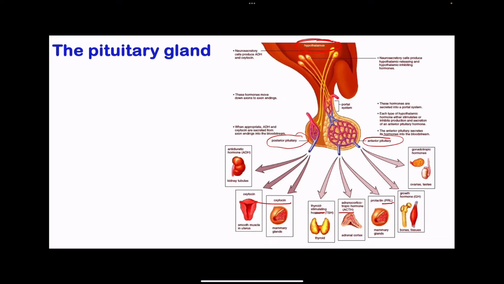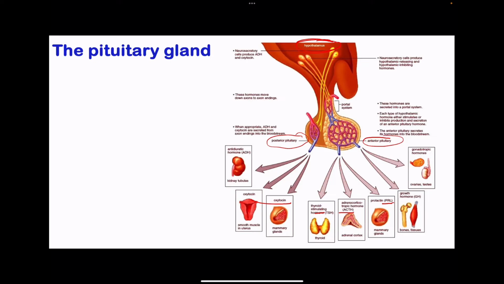We have the adrenocorticotrophic hormone, which controls secretions from the adrenal cortex of the adrenal glands. We have the follicle-stimulating hormone, FSH, which stimulates egg maturation and estrogen production in females. They also stimulate sperm production in males. We have luteinizing hormone, which is LH, and this stimulates ovulation in females, as well as testosterone production in males.